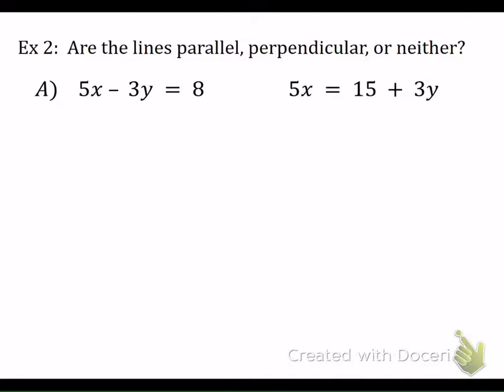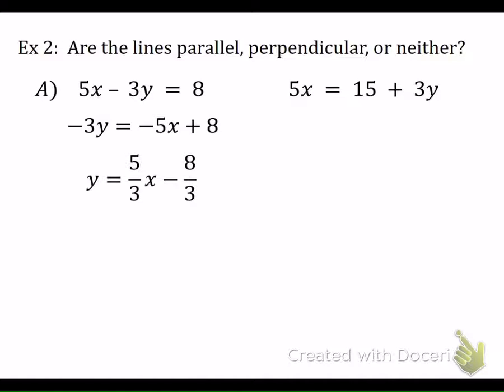All right, example 2: are the lines parallel, perpendicular, or neither? What we're going to do is find the slope of each line. If the slopes are the same, we're going to say parallel. If they're opposite reciprocals, we're going to say perpendicular. If there's no special relationship, we're going to say neither. Okay? Plan of attack. What should I do on the first equation? Minus the 5x from both sides. Good. Then what?